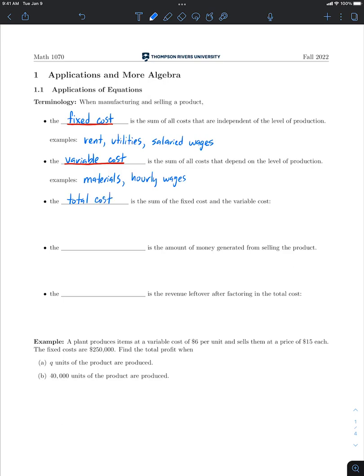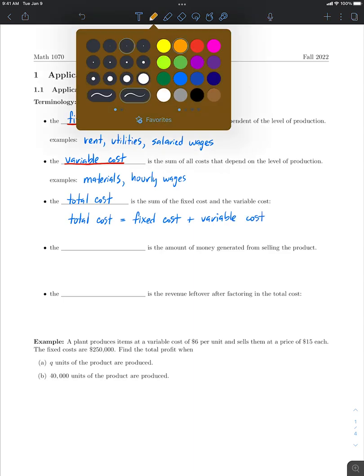So the total cost of a product is just the sum of its fixed cost and its variable cost. So let's write the following. We'll say total cost is equal to fixed cost plus the variable cost. And that's actually our first formula.